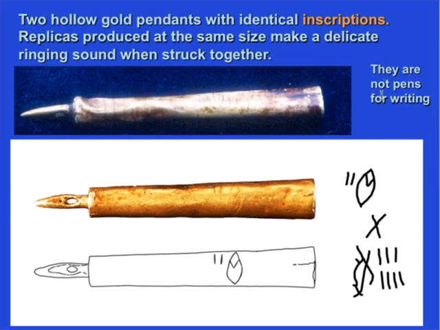And some people have argued that these are pens for writing. I've studied them in great detail. They are not pens. They are hollow. The end is sealed, but I had replicas made, and when you make a replica of this and you hold them together, they make a very beautiful chiming, ringing sound. So I think they were ornaments that had a sound as well as writing on them, so that these would have been very elite ornaments worn by somebody at Mohenjo-daro.